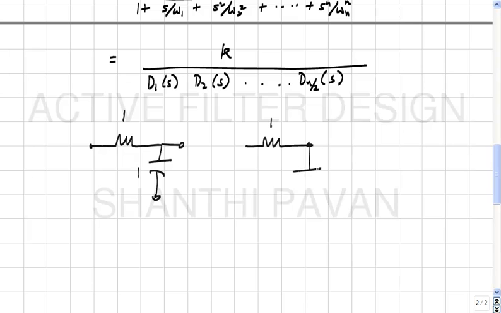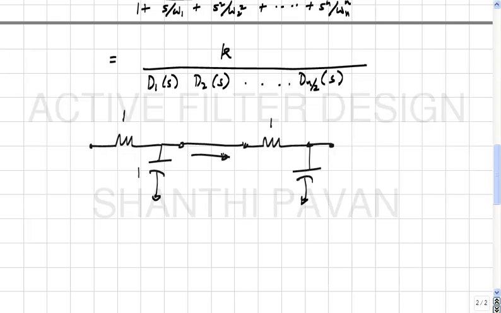What is the transfer function of this network? Same network, so it's 1 by s plus 1. Okay, what is the transfer function of this network? It's definitely not 1 by s plus 1 whole square. Why?